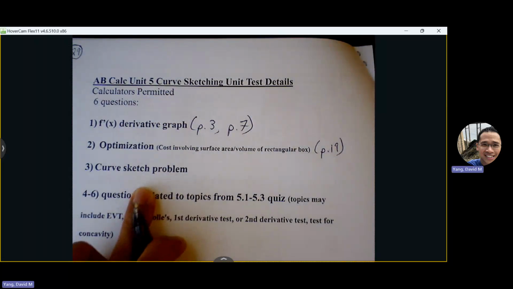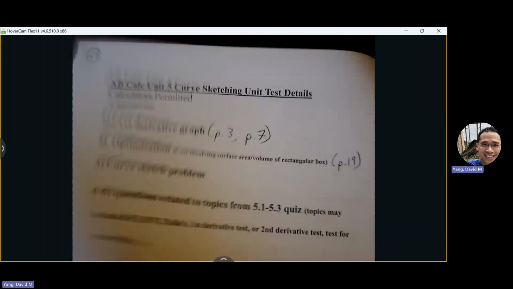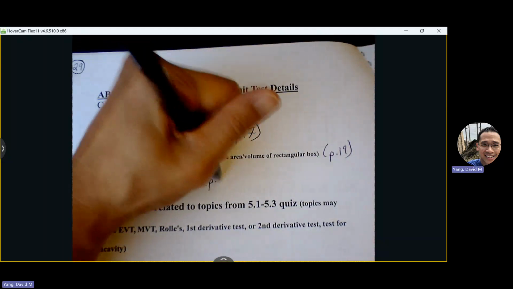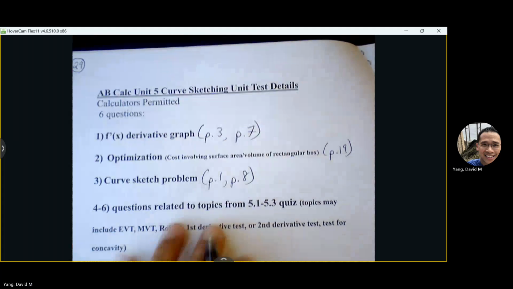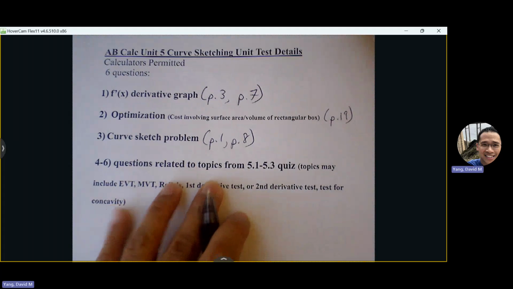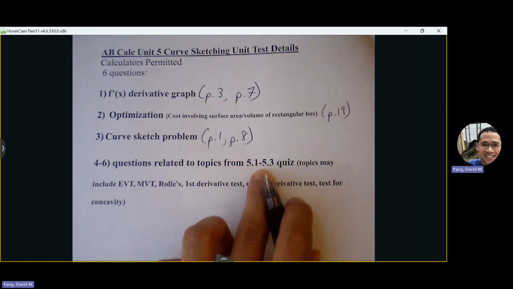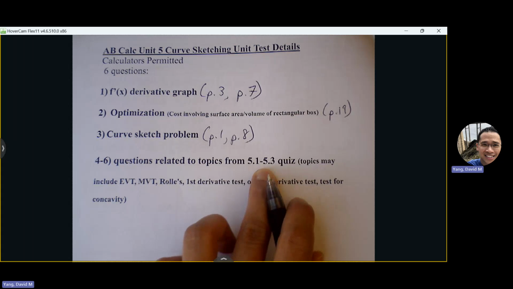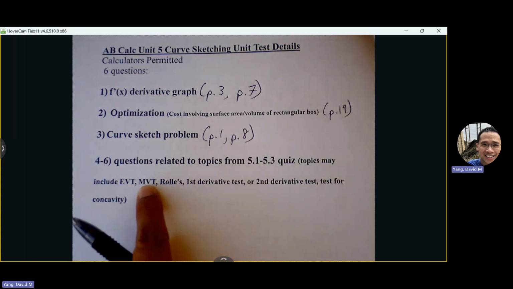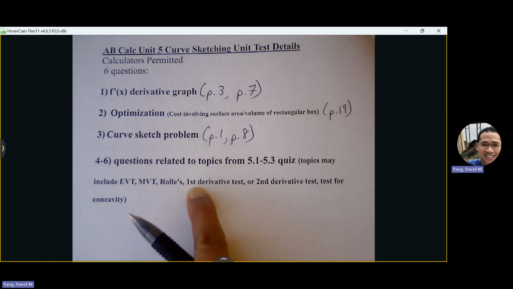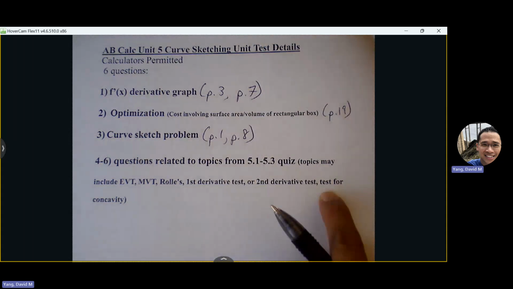There'll be a curve sketching problem, like number 1, like page 1 and page 8, like we did for homework. And the rest of the questions will just be related to topics from the 5.1 to 5.3 quiz. So extreme value theorem, mean value theorem, Rolle's theorem, first derivative test, second derivative test, test for concavity.